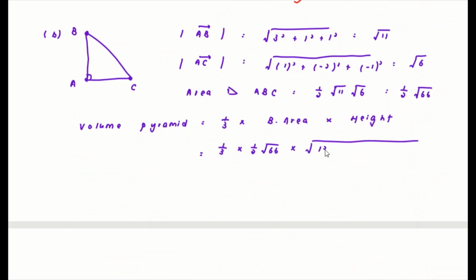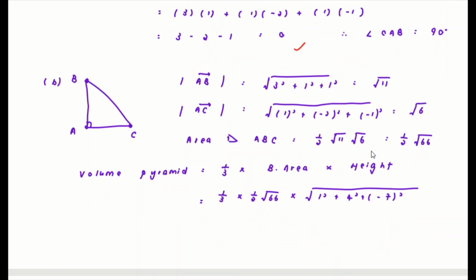So 1 squared, 4 squared, -7 squared, sorry about that. So 1 plus 16 is 17, 17 plus 49 is 66. So square root of 66 multiplied by square root of 66 gives you 66. So multiply by 1 over 6, and at the end you'll get 11. Alright, so that's how you get your answer.